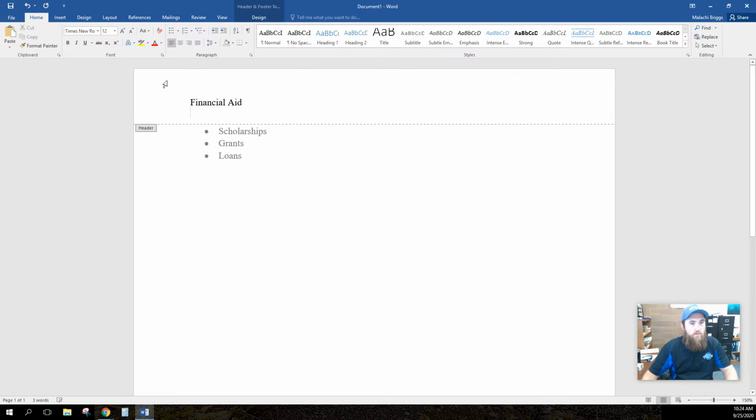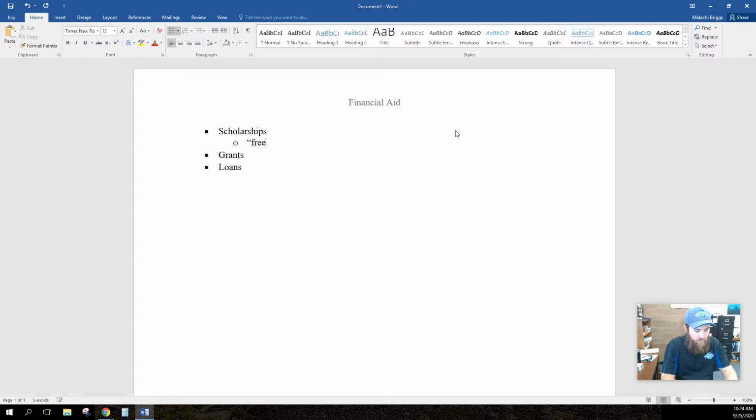Okay. So scholarships. Essentially, it's free money. You apply. They don't need to be paid back. There are usually no rules to a scholarship. Okay, so with scholarships, once you get the money, you have the money.